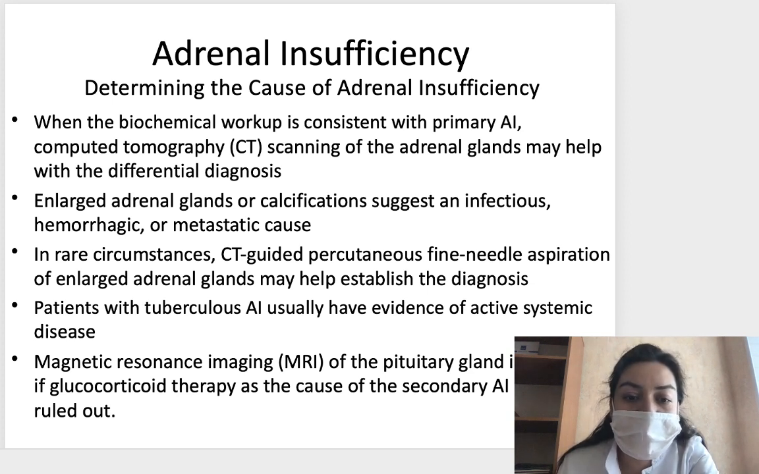Patients with tuberculosis adrenal insufficiency usually have evidence of active systemic disease. MRI of the pituitary gland is done in case glucocorticosteroid therapy as a cause of secondary adrenal insufficiency is ruled out.